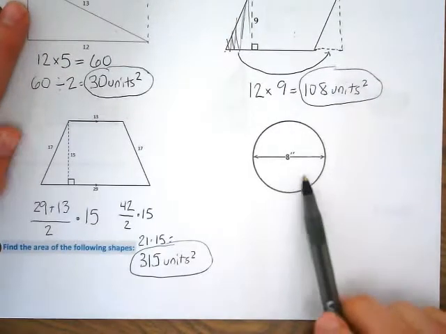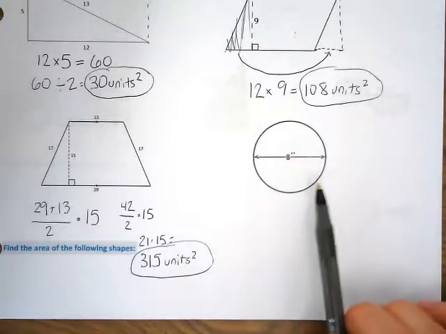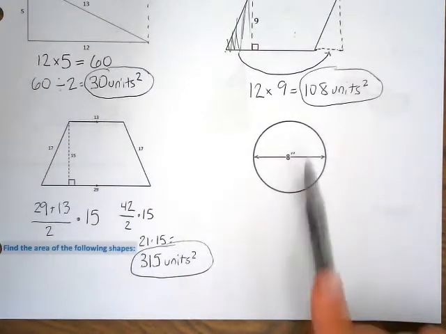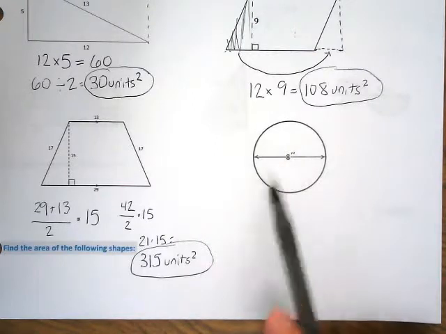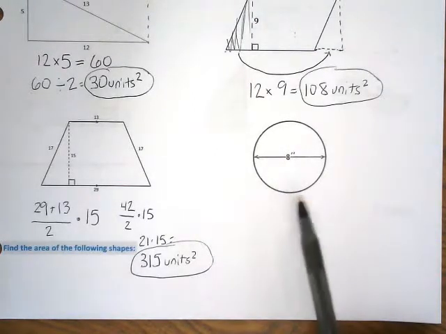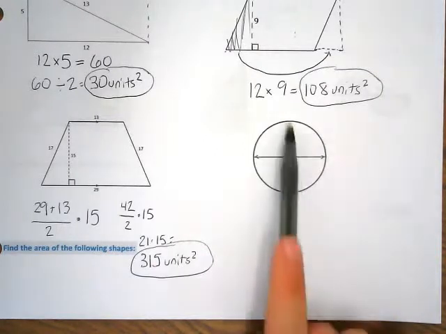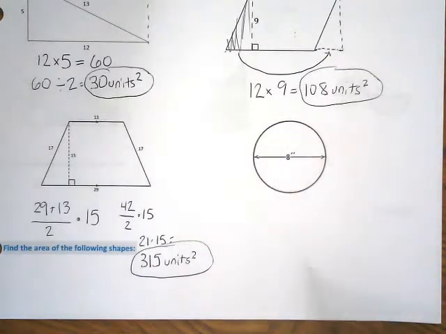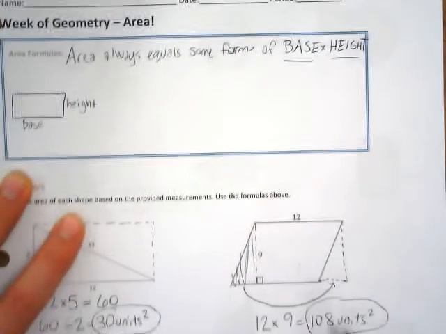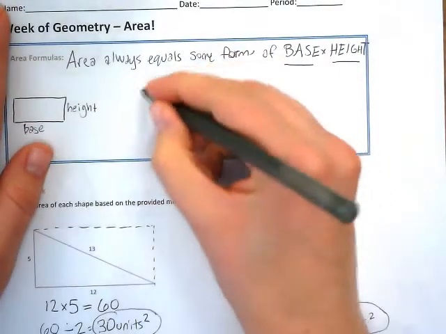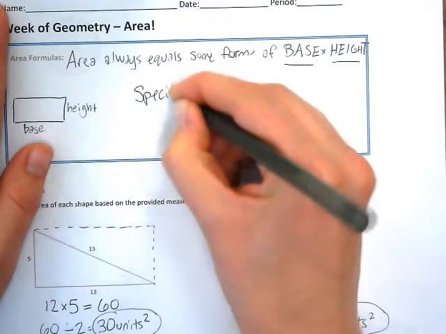Now, last but not least, we get to a circle. Now, circles are special circumstances. When we have circles, it is actually not going to be base times height, because if you noticed, there's not really a base, and I mean, there is kind of a height, but what are you going to do with no base? So let's go back up to the top where we had some notes. This is going to be our special case.